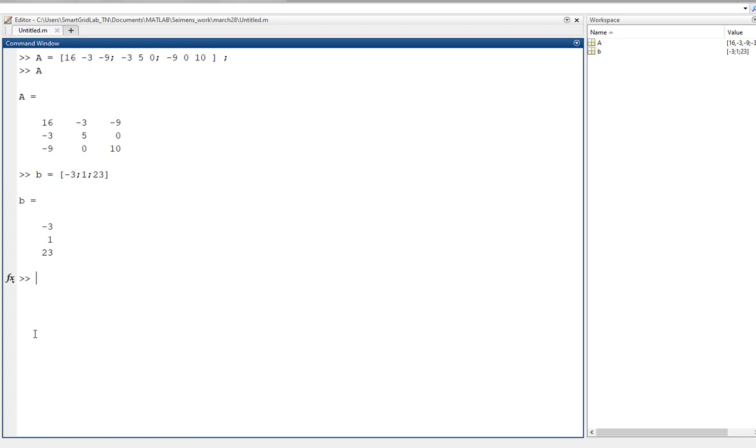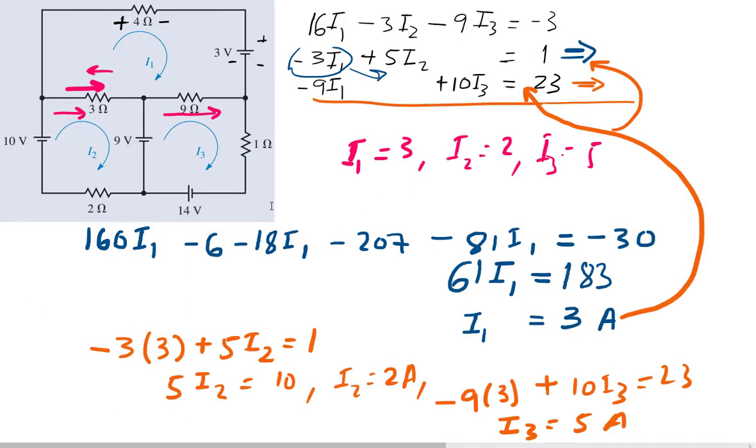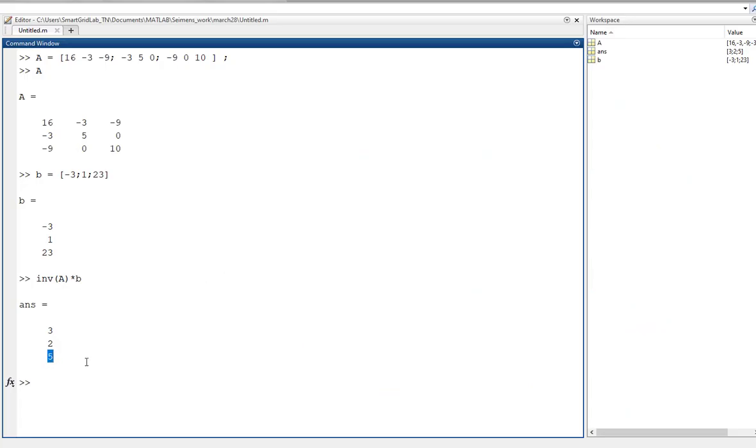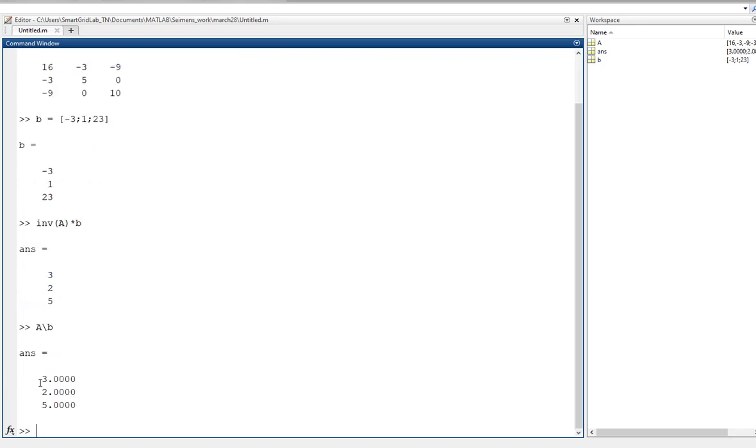And now to solve this we say inverse A times B, that gives us I1 is 3, I2 is 2, I3 is 5 amps. Those are actually the numbers that we got here. Another way you can do it is A backslash B, it should give us the same answer, 3, 2 and 5. As you see, it is much faster to use computers or calculators to solve such problems.